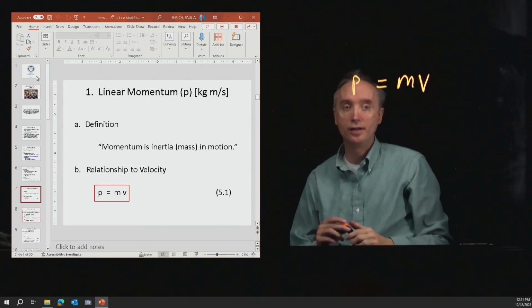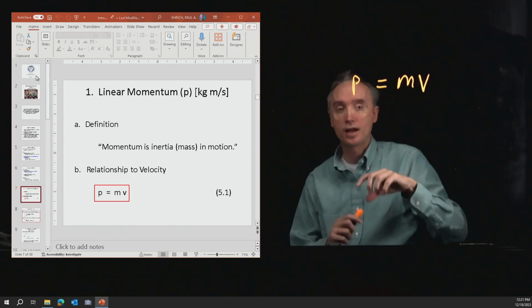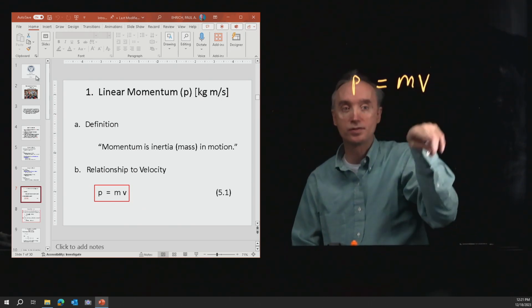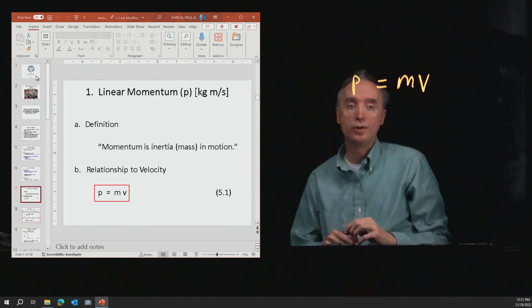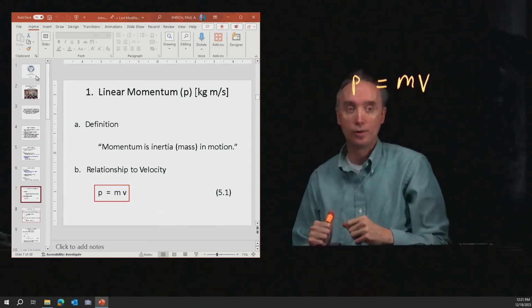Now I say the word linear momentum because later in another lesson we're going to learn about rotational momentum, the kind of momentum that something has when it's spinning. So today what we want to talk about is the momentum something has when it's moving sideways.